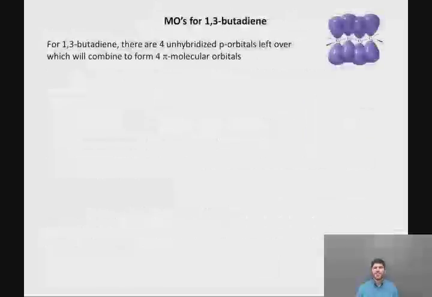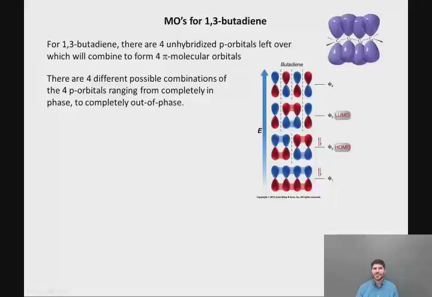Okay, so now let's consider 1,3-butadiene, which is the simplest conjugated alkene. In this case, because there are 4 carbon atoms, there are going to be 4 unhybridized p orbitals left over, which will combine to give 4 pi molecular orbitals. There are 4 different possible combinations of the 4 p orbitals, ranging from completely in phase, as you can see on the bottom, to completely out of phase.